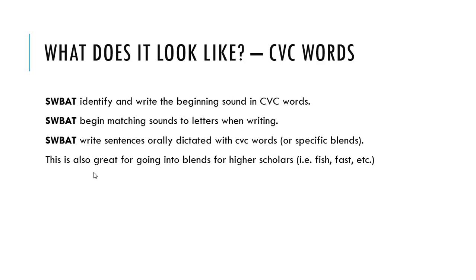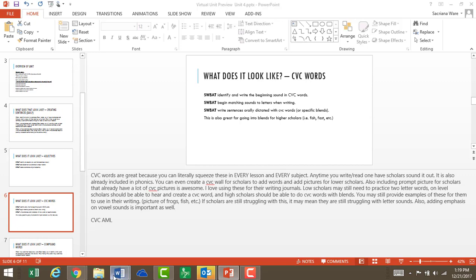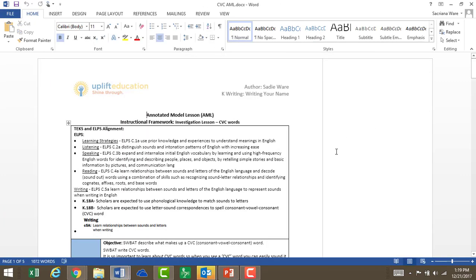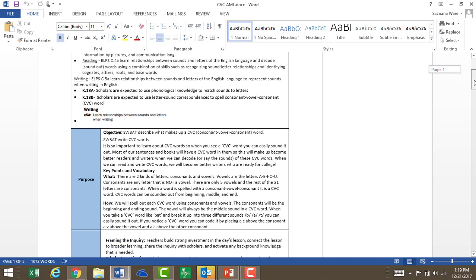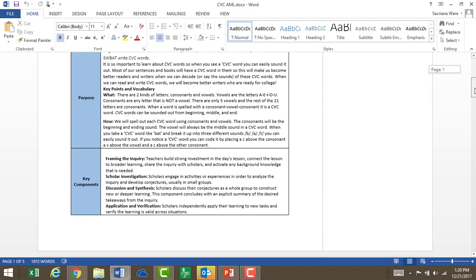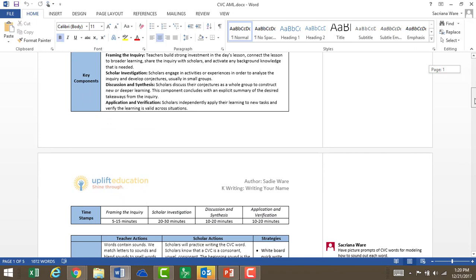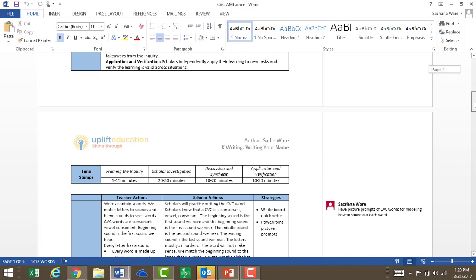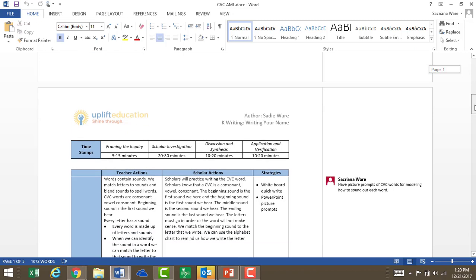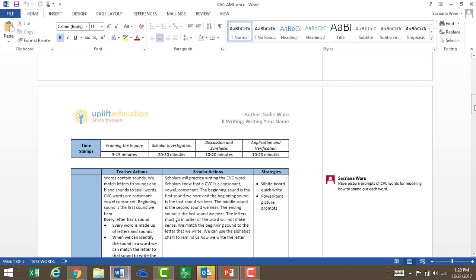Looking at this, I also posted an AML, which I'll preview for you now, on what that looks like in a lesson plan. This was an investigation lesson that I created with this AML. It was focused on going around the room, having scholars investigate, like a gallery walk of CVC words posted around the room, so they could investigate what a CVC word is. They could even do a sorting where they sort by the vowel sound.